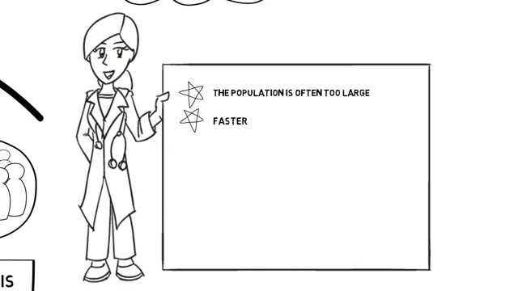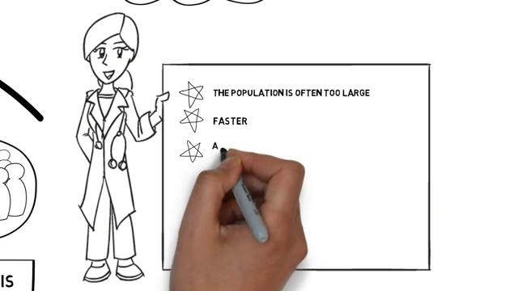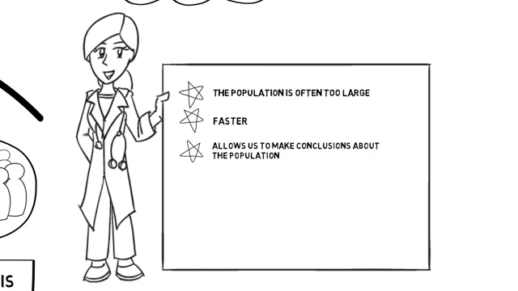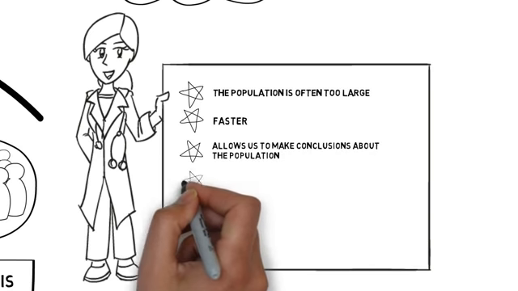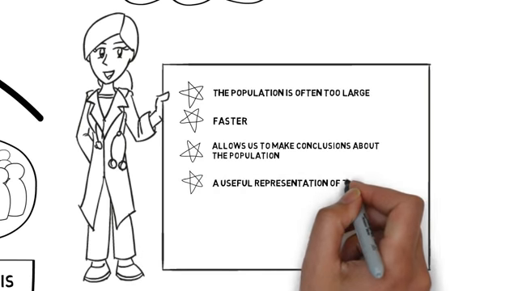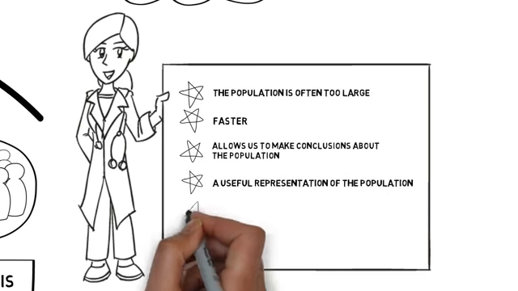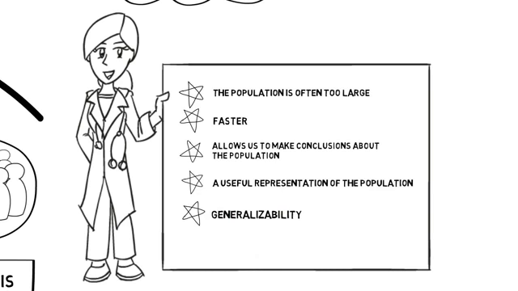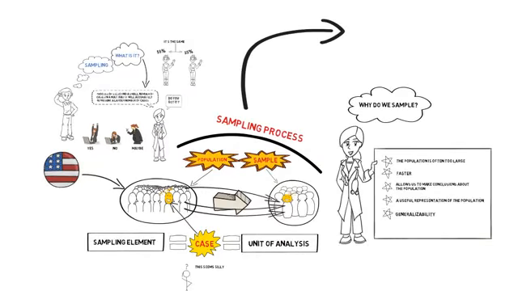It's faster. It allows us to get our research done much quicker. Because if we do it correctly, the sample will accurately represent the population, we can still make conclusions about the population, the thing that we're interested in, without actually having to talk to everybody in the population. This is very useful. In some cases, our sample may apply to a broader population beyond the original population we're looking at. This is called generalizability.